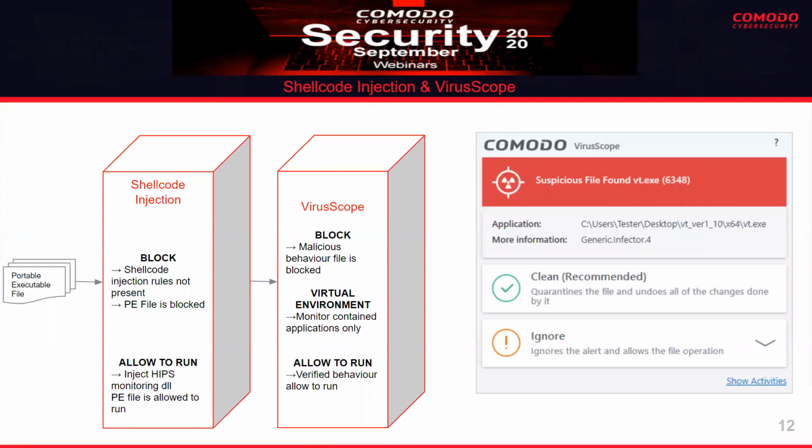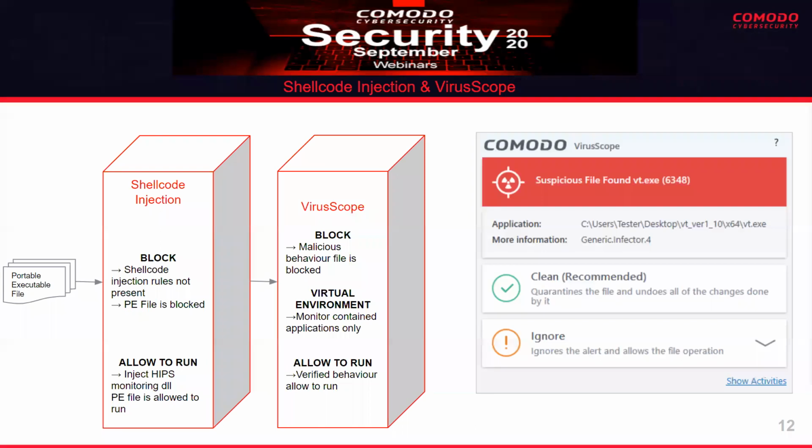Shellcode injection and Viruscope. Shellcode injection can be configured from Miscellaneous settings under the Advanced Settings option. The Miscellaneous settings panel lets you configure protection against shellcode injections, buffer overflow attacks, skip automatic cleanup of suspicious certificates, and configure protection settings for the auto-start entries and scheduled tasks.